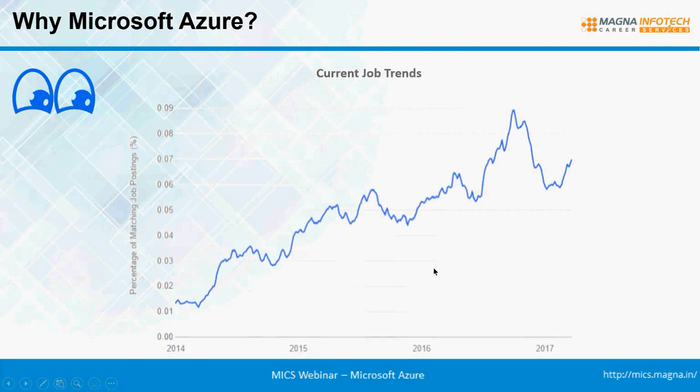Now let's talk about the current job trends. What you see here is a small figure which tells you that starting 2014, the number of jobs has been increasing exponentially. This figure is still 2017 because we didn't have the numbers for 2018 yet. In 2018 also, the jobs are growing for the different cloud platforms exponentially.